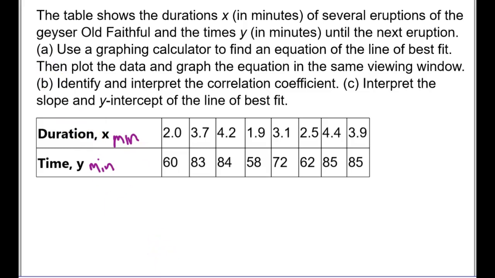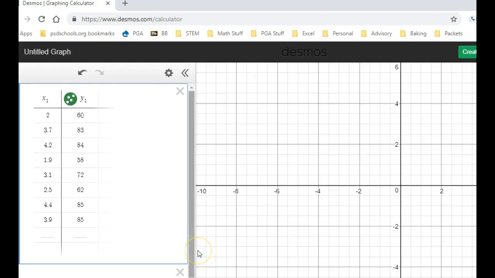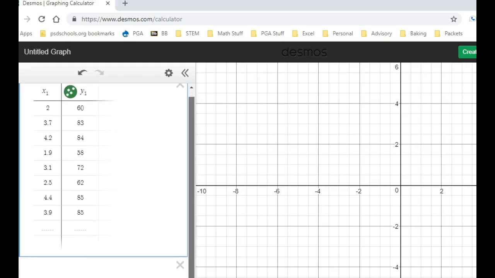So instead of using a graphing calculator, I'm going to use Desmos. Because we always have access to Desmos, and this is just our website, desmos.com/calculator. So when I'm doing this linear regression, the first thing I want to do is make a table. Up here in Desmos, you'll see that you can add something. So you'll click on this and you'll add a table. And that's what I did here.